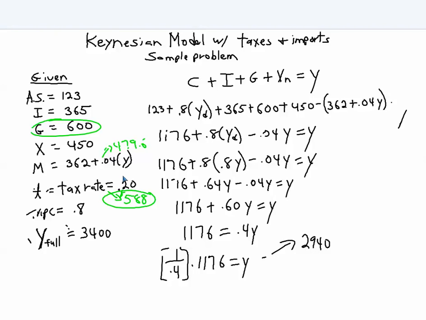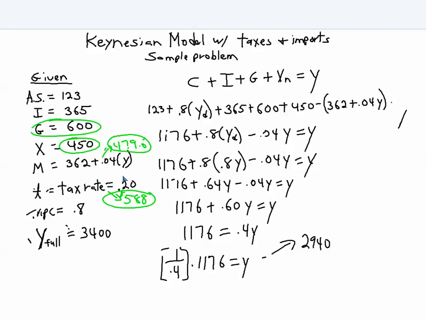And then I might ask you, well, tell me about the trade balance. So we exported $450 of stuff, and we imported $479.60 worth of stuff. So we have a small trade deficit of the difference in those two numbers.